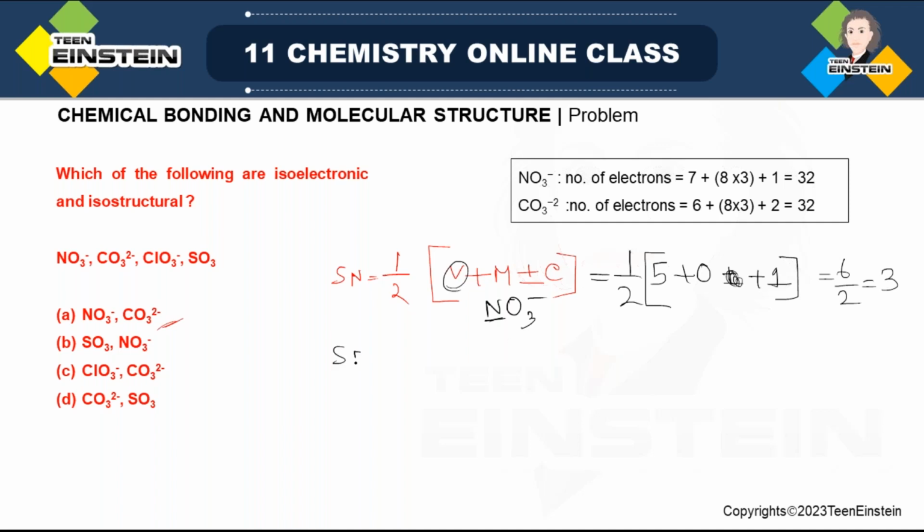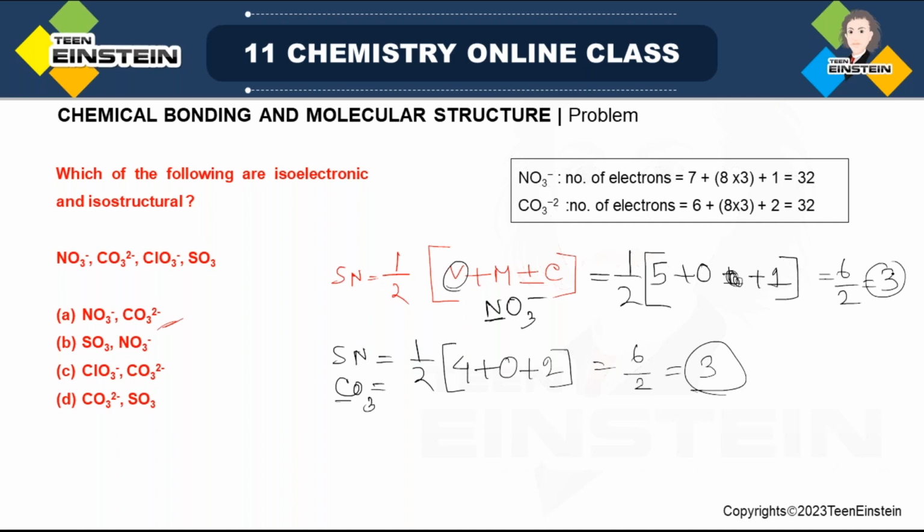Okay, and the steric number for carbonate, CO3 2 minus. Now the central atom is carbon, valence electron for carbon is 4, number of monovalent atoms 0, and there is 2 negative charge, so plus 2. So this is also giving the same steric number, which is 3. So please notice the correction. Steric number will be 3 for both, but last day by mistake I showed it as 4, which is not correct.